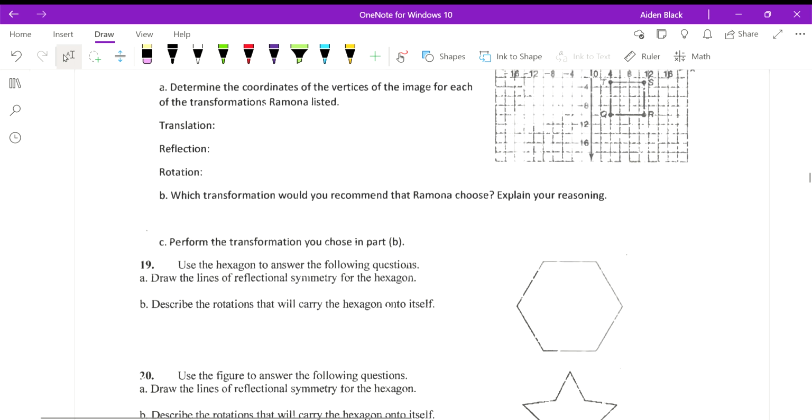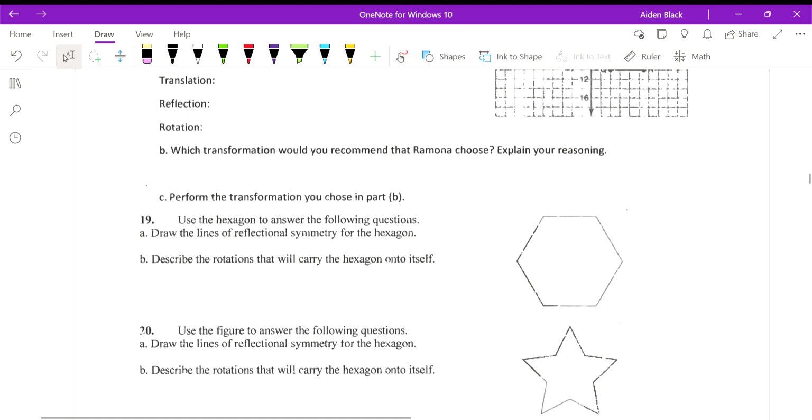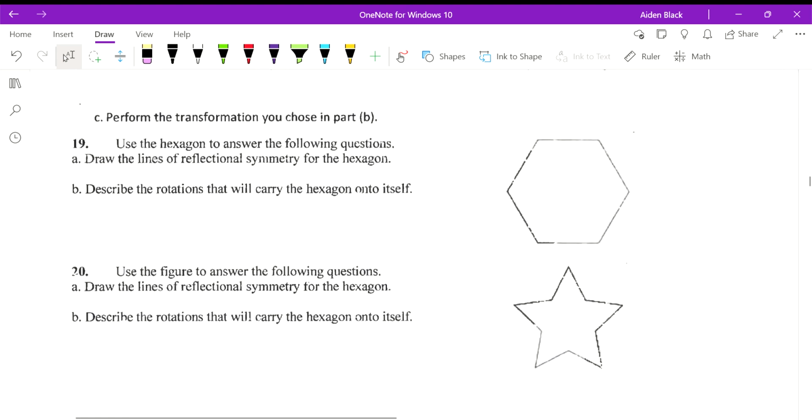Alright, looking at question 19, this is asking us to use lines of reflectional symmetry, which we did not talk much about, but when we're looking at a hexagon, it has 6 equal sides. 1, 2, 3, 4, 5, 6. They're all of equal length, so we actually get a lot of lines of symmetry.